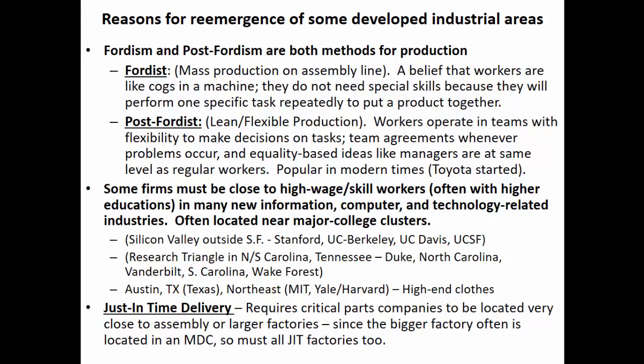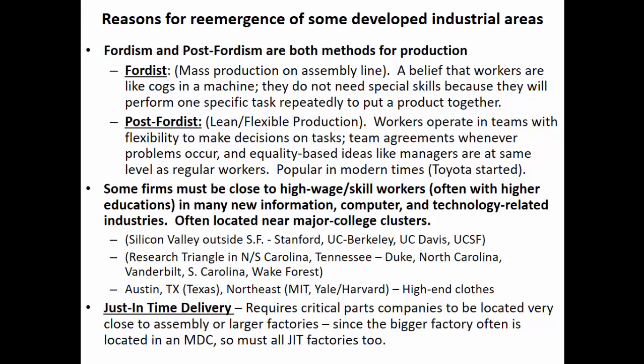And again, part of this has to do with the style of work that has occurred. Remember, I already covered this once, but again, I hit on it again because it's important. You need to know Fordism and post-Fordism. Fordist work is mass production on the assembly line. Again, it's a belief that workers are like cogs in a machine. They don't really need special skills because they'll perform one specific task repeatedly to put a product together. Really killed skilled labor, right? Skilled laborers were destroyed. They were forced to take on unskilled jobs a lot of times because they couldn't compete with the mass production and the prices that were being charged for products with these suddenly, incredibly lower costs.